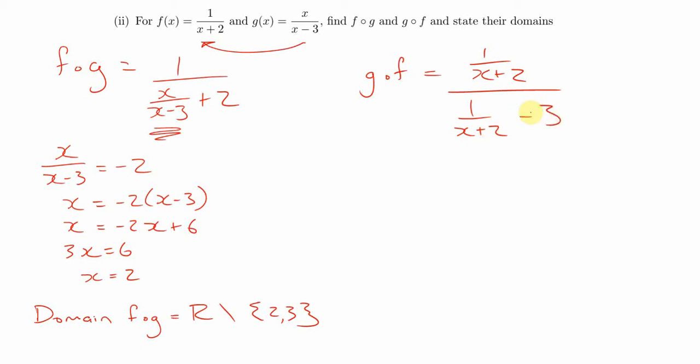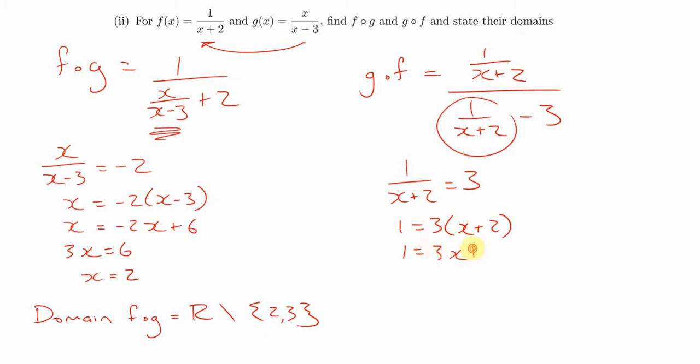Same thing, we're going to find out when it doesn't make sense. This time it'll be when that part there equals positive 3. So let's make that equal to positive 3 and then solve for x. We get 1 equals 3 times x plus 2. Expand the brackets. Therefore, putting the negative 5 on that side, 3x equals negative 5, so x will equal negative 5 on 3.